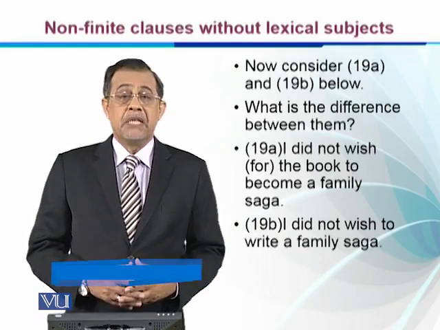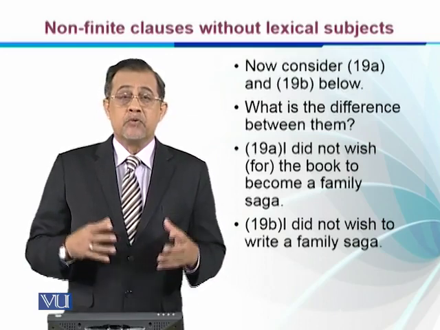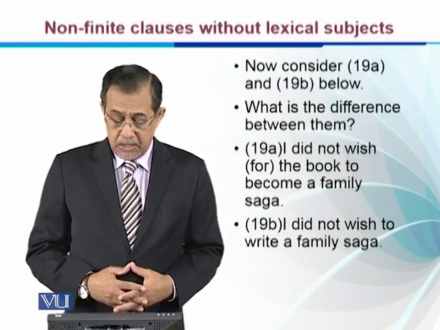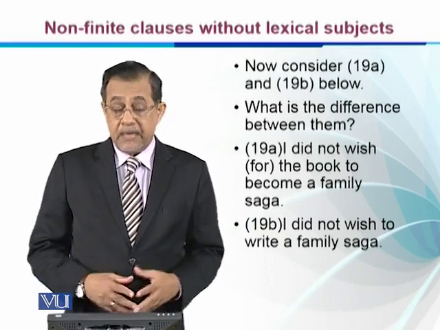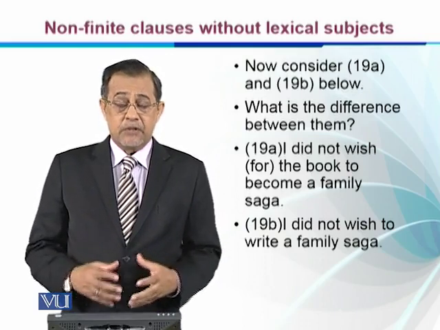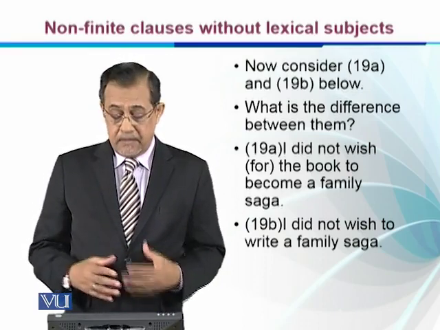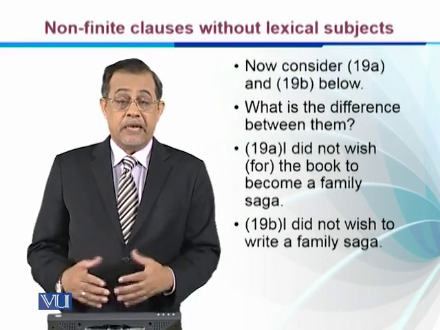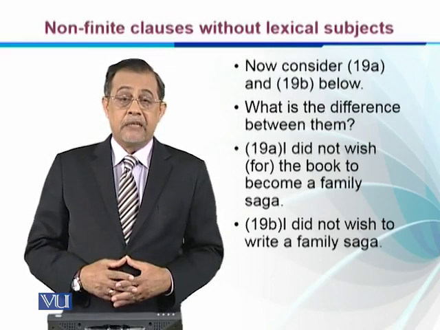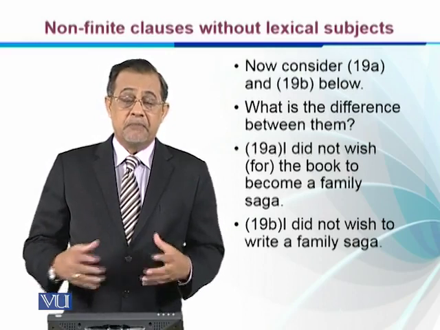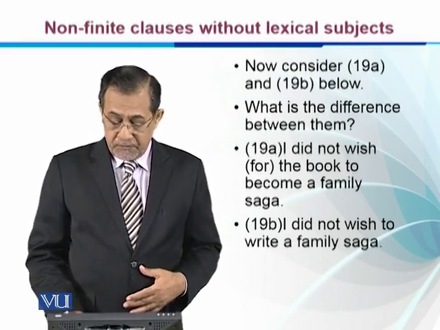Similarly, if you see 19b, I did not wish to write a family saga. So, who is going to write? Obviously, we can understand that here it is, I do not wish that I should write. If we make it a finite subordinate clause, it will be I. But what about the first one?